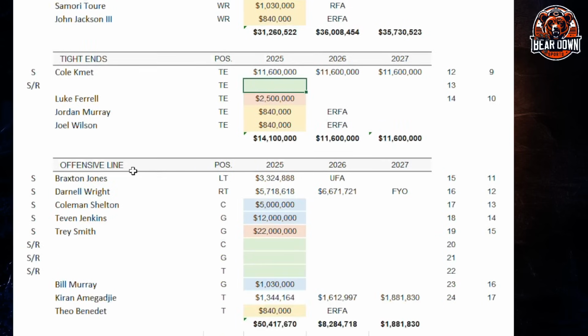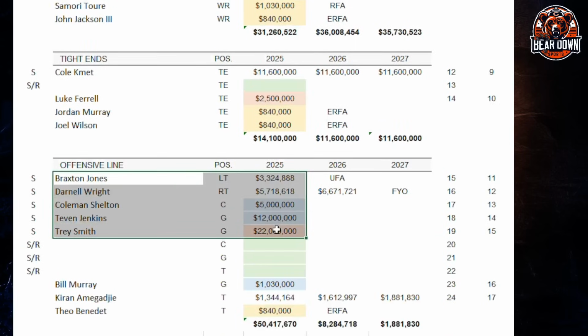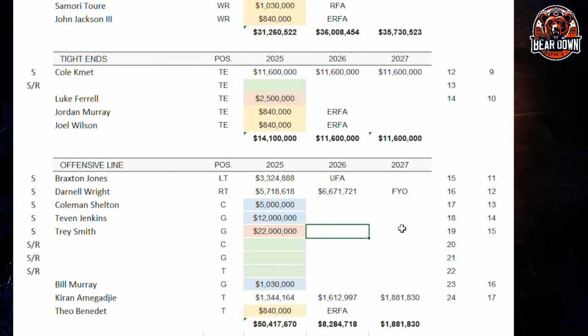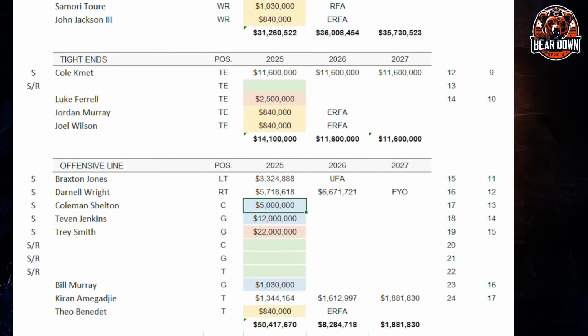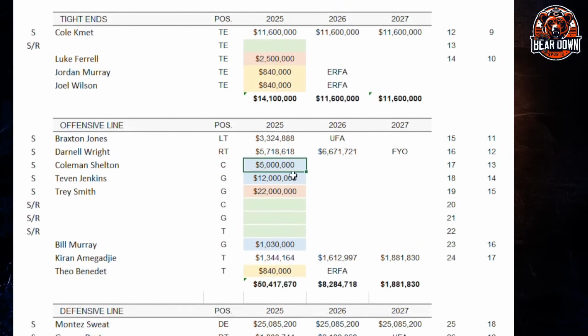Now, if I'm the Bears and I'm looking at the offensive line, I know this is going to be the most controversial thing of this video. A lot of you are not going to like this, but we're so decimated on this offensive line. I'm taking the value of Coleman Shelton because if you don't and you go sign Drew Dahlman for $12 million, it's going to limit whether you can get a Tevin Jenkins for 12 or a Trey Smith for 22. It's going to limit someone somewhere.